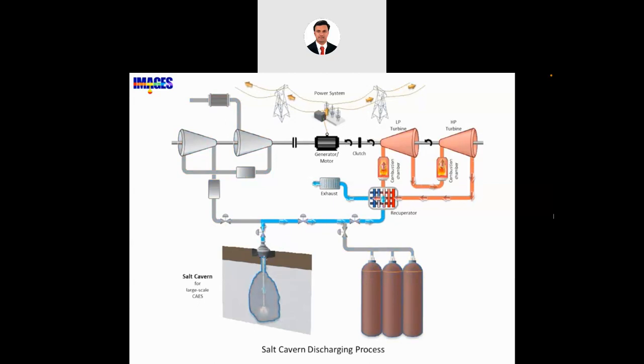When the power generation cannot meet the load demand, the stored compressed air is released and heated by a heat source, which can be the heat generated from the combustion of fossil fuel, or the heat recovered from the compression process. The compressed air energy is finally captured by the turbines.